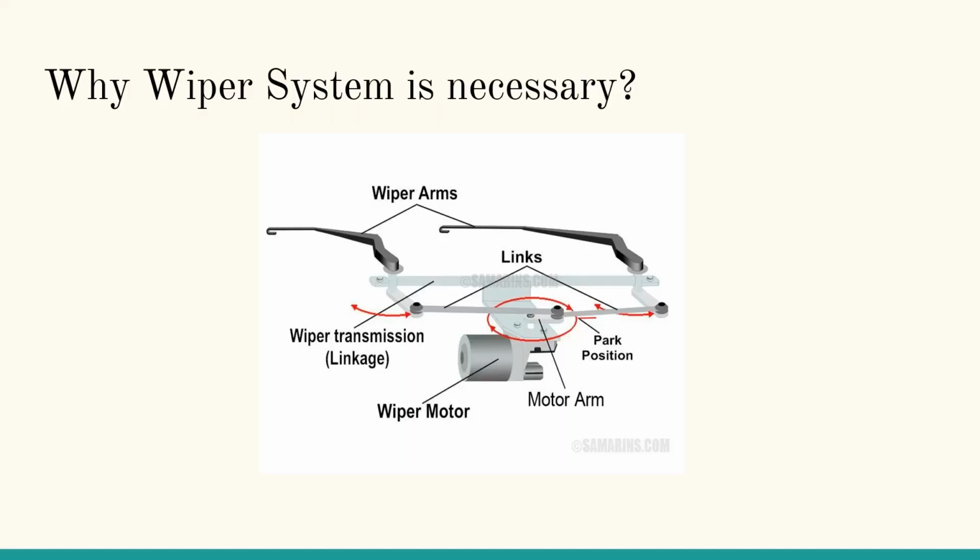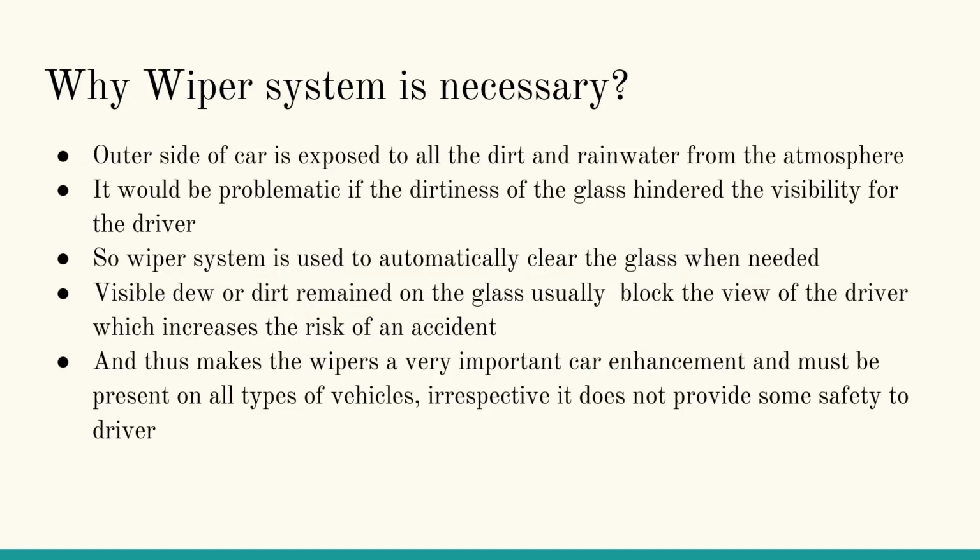So let's first talk about why a wiper system is necessary in vehicles. Glass in a vehicle that is exposed to dirt or rainwater is usually cleaned using a wiper. Usually the wiper is attached to the front and rear sides, and with the wiper the driver's view will not be hindered, so they can see clearly towards the front or rear. Wipers have a very important role in the safety of riders because wiper performance is closely related to safety of driving. If it rains a lot and the car doesn't use wipers, the windshield will be heavy and visible dew on the glass will block the view of the drivers. When the driver's view is hindered, the risk of an accident is very high, as we know. This makes wipers a very important car enhancement and must be present in all types of vehicles.